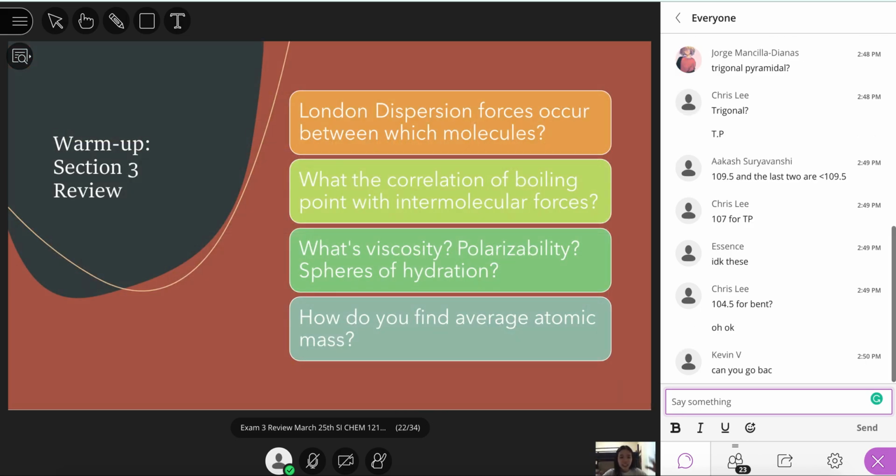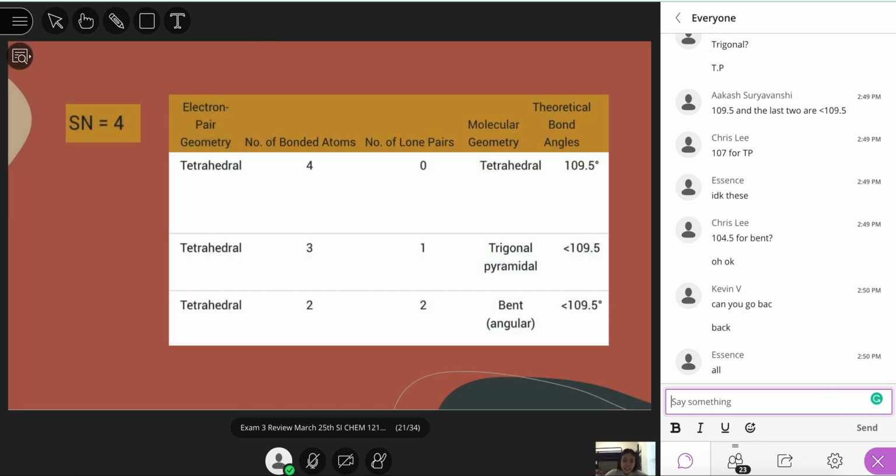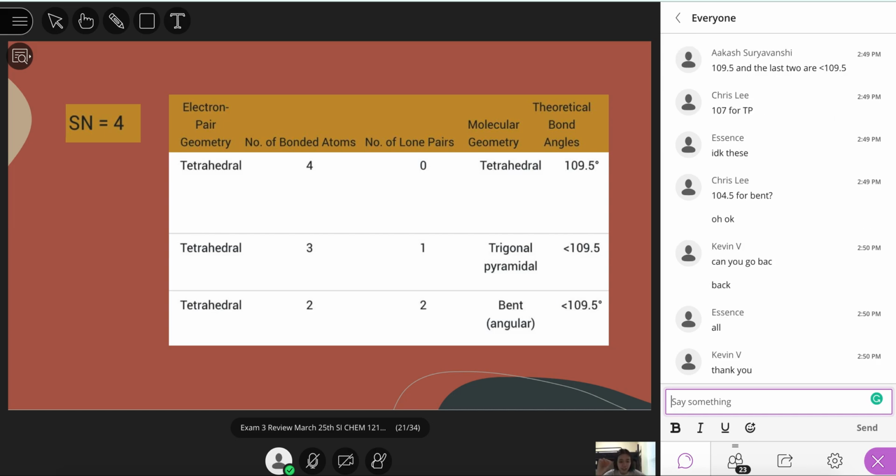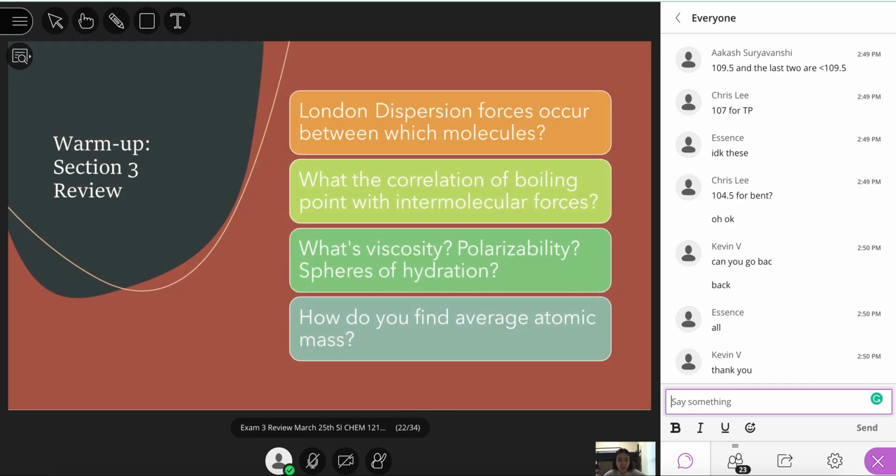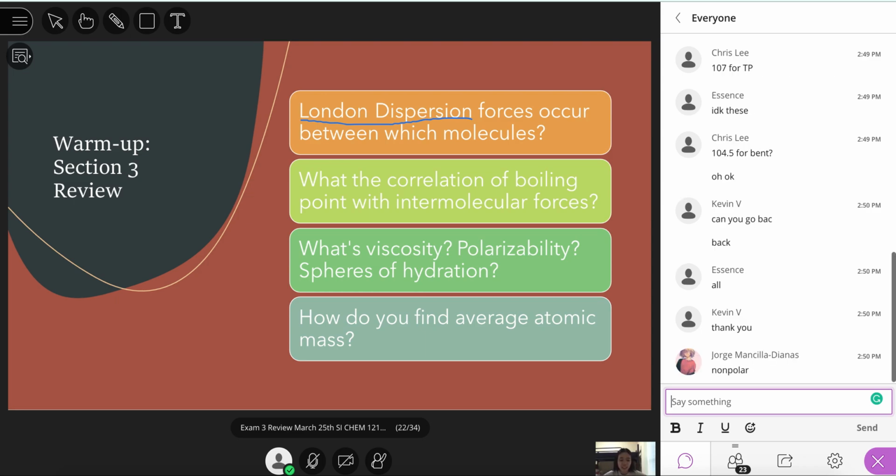London dispersion forces occur between which, yeah, I can go back really fast. Okay, London dispersion, yes, exactly. All, but what specifically does it associate with? I get what you're trying to say, Essence, that it goes with every single one, but what is it specifically? What do you identify dispersion forces with? What type of molecules? Polar, nonpolar, metallic, covalent. Nonpolar, yes, exactly. Those are associated with nonpolar specifically. And again, Essence is right. Dispersion forces go with every single combination. Anything, it just goes together with it.